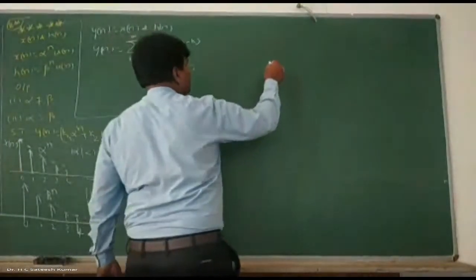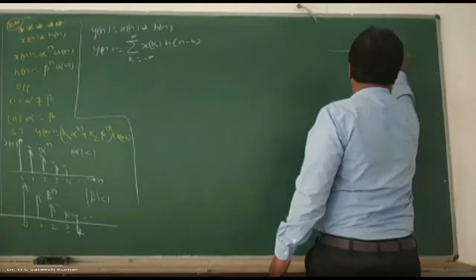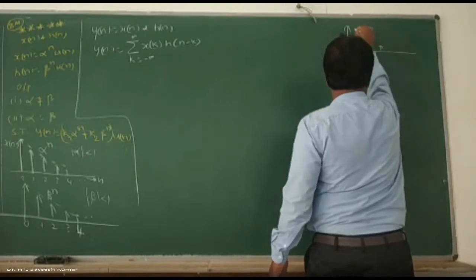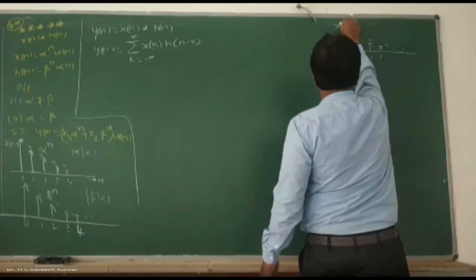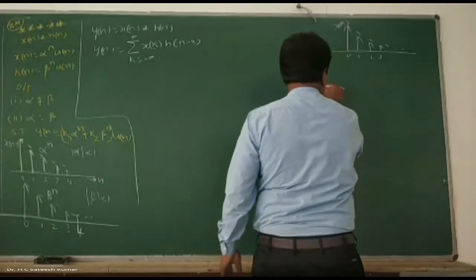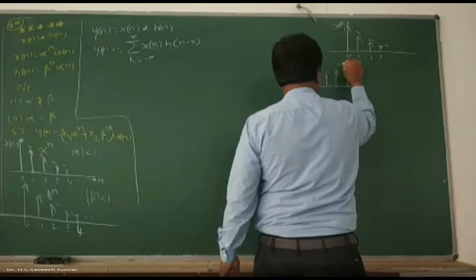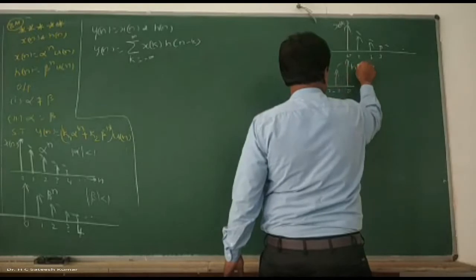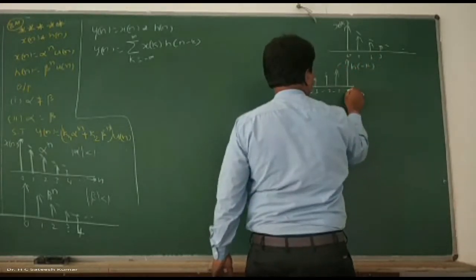x of k. Now I'll write it. x of k is from where to where? 0 to infinity: 1, 2, 3, and so on. This is your x of k. h of minus k is folded like this. Both of them are time dependent: 0, minus 1, minus 2, minus 3. h of minus k. Don't write it here so that it will not be confused. The 0th value will be taken as n.